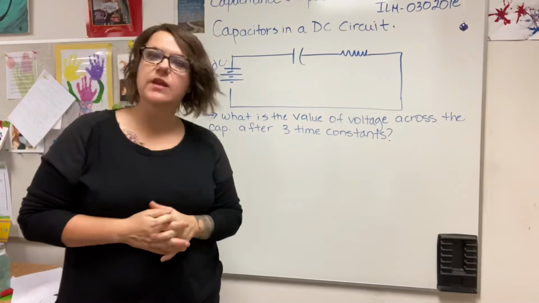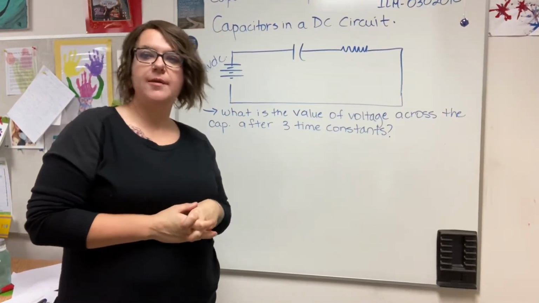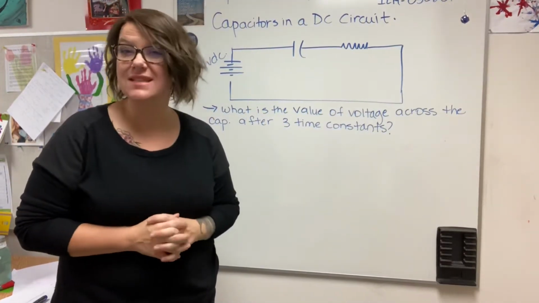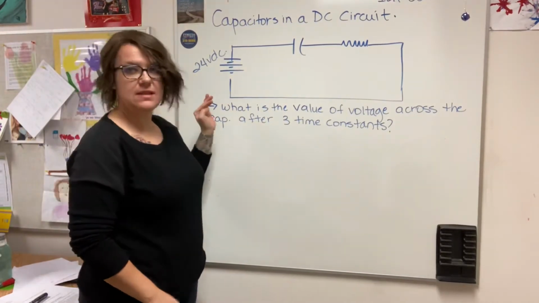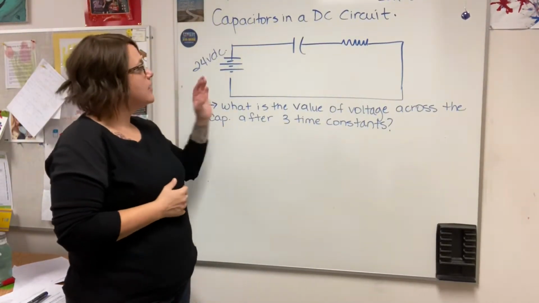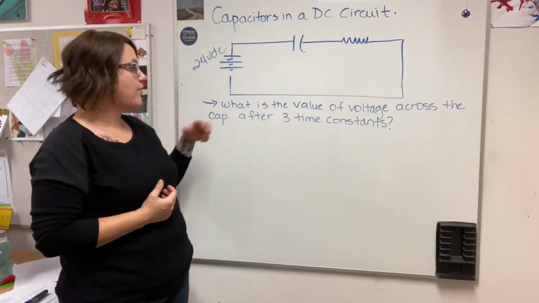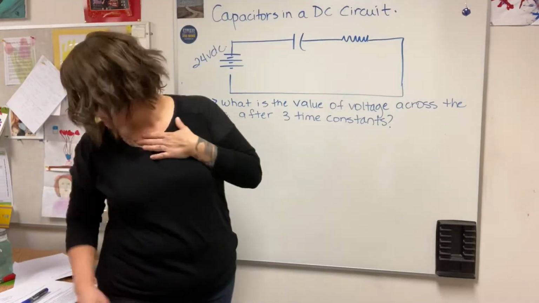Okay, so this video will be in reference to solving time constants in a capacitive DC circuit. Here I have a 24 volts DC source. I have a capacitor in series with a resistor, and I want to know what the value of voltage is going to be across the capacitor after 3 time constants.